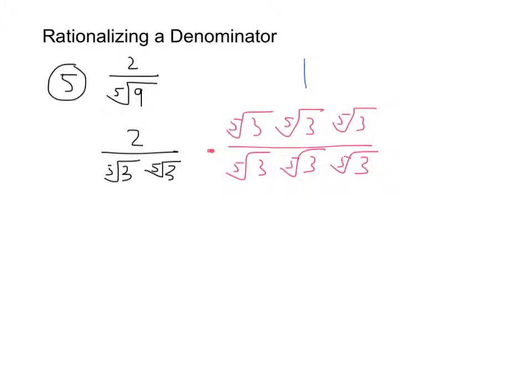Okay? And if you multiply this out, on the top we would have 2 times the 5th root of 27 over, well, what do we get from the bottom? Six 5th roots of 3 multiplied together, that should be 3.